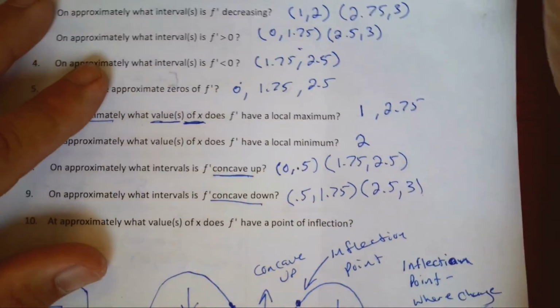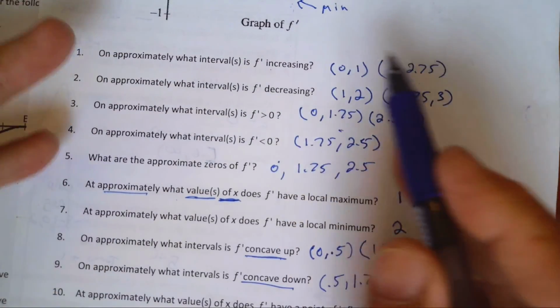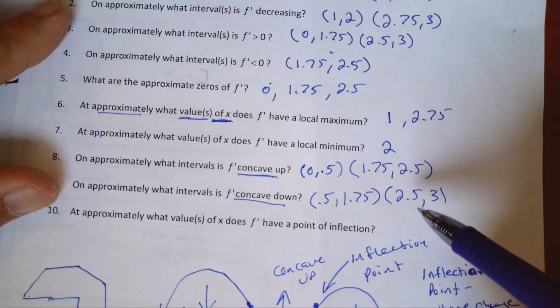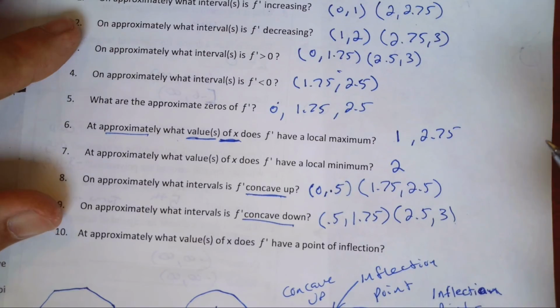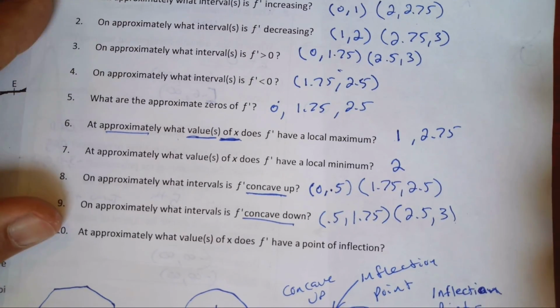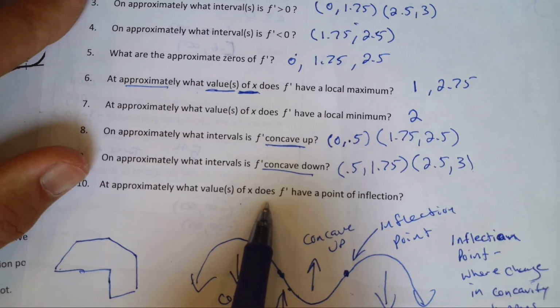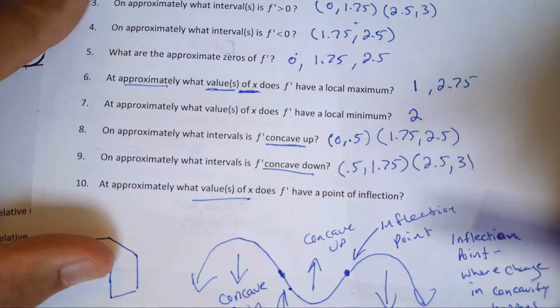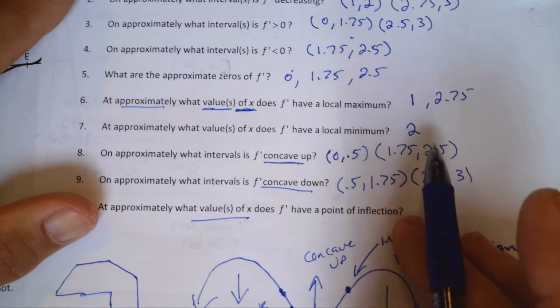All right, so we repeat a lot of the same numbers because changes in increasing and decreasing are the same as the maximum and minimum. These aren't really repeated numbers, but they're in the middle of the other numbers. And then at approximately what values of x, again we're only talking about x values, not y values, does this have an inflection point?